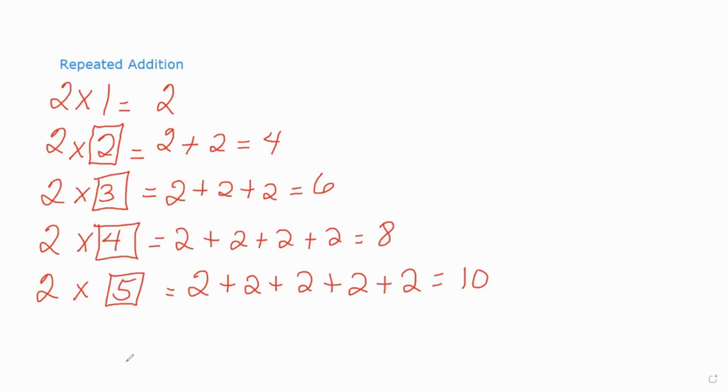2 times 5 is 10. 2 times 10 is 20. 2 times 40 is 80. You know, we want to get you to the point where you memorize it. But this is what you see as you break it down. This is what multiplication is. It's repeated addition. Okay, so this is just one strategy. Let me show you some more strategies. So let me clear this out.